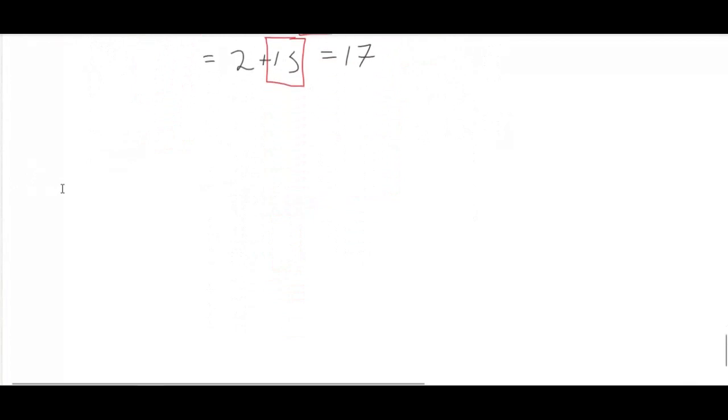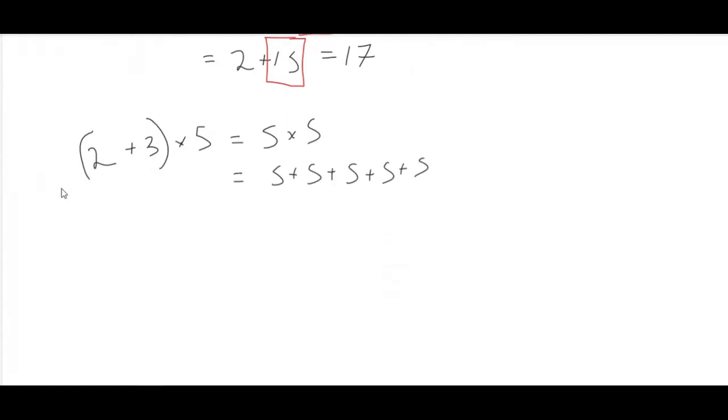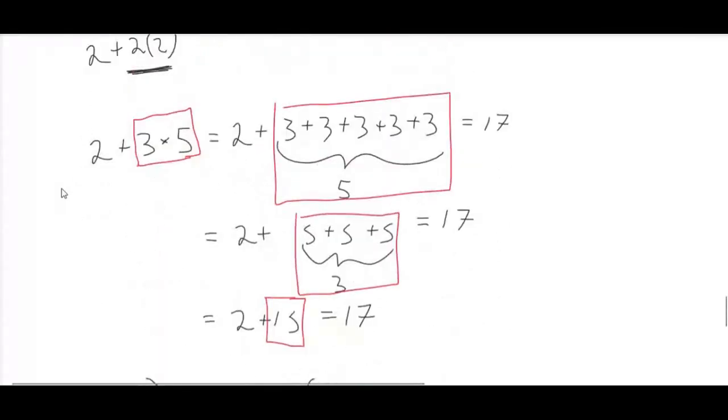What happens if you do addition first? Well, let's make use of our brackets. 2 plus 3 times 5. Okay, well, that's actually 5 times 5, okay? Which when we break it down into addition, we have 5 plus 5 plus 5 plus 5 plus 5, okay? 5 fives, that's actually 25, okay? And 25 is not equal to 17. And we know 17 is the right answer, right?